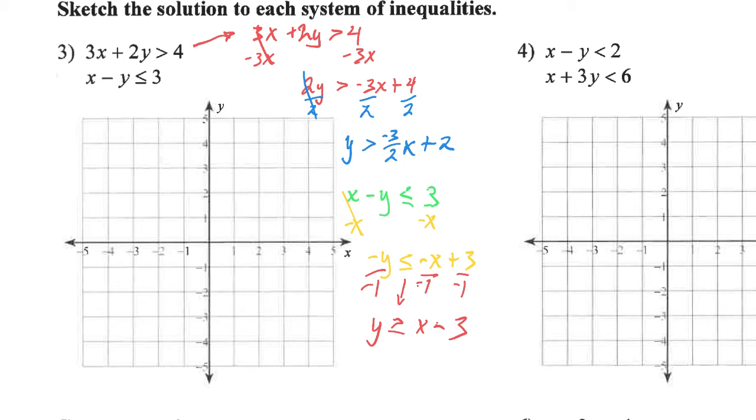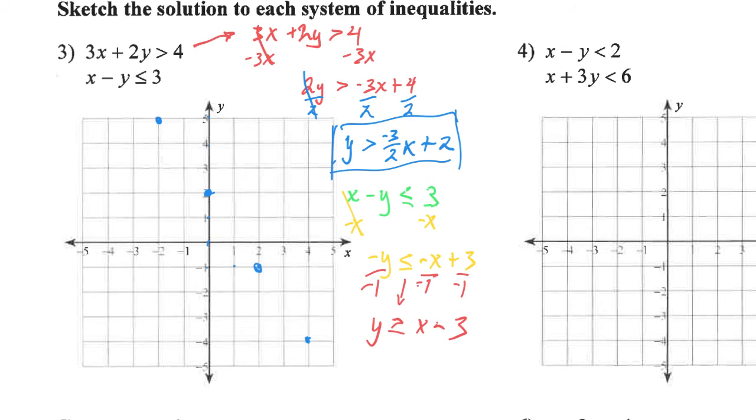So now I'm going to graph both of these lines. Okay, I've got the blue line up here and the red line. So I'm going to graph the blue line first. It starts at positive 2, and then goes negative 3, positive 2. So I go down 3, and then right 2. I can continue that pattern, down 3, right 2. I can go backwards that pattern, up 3, left 2.